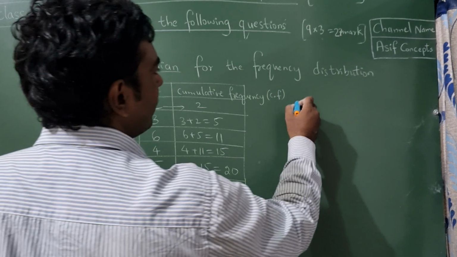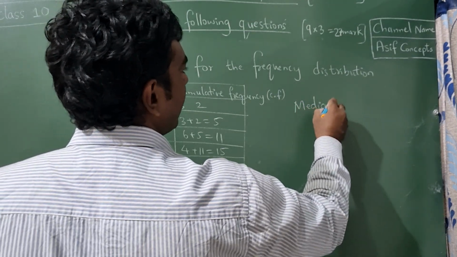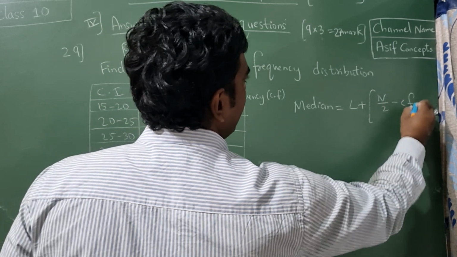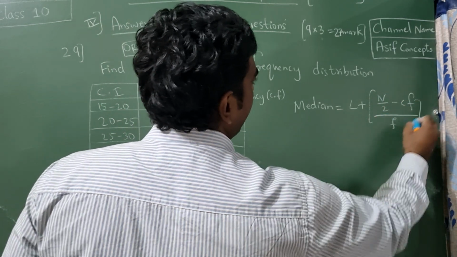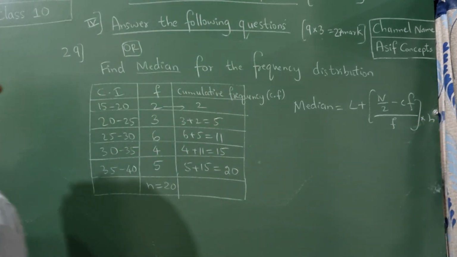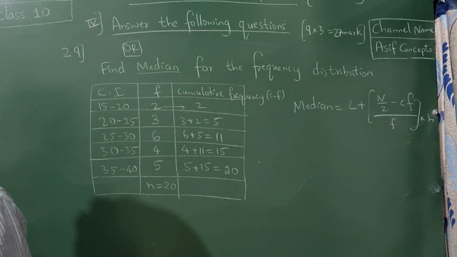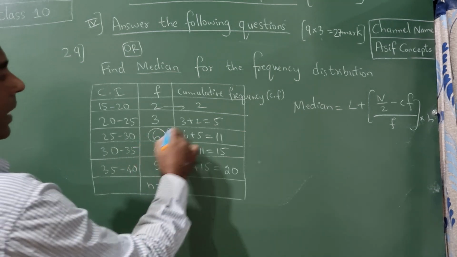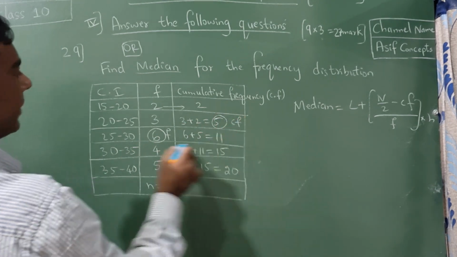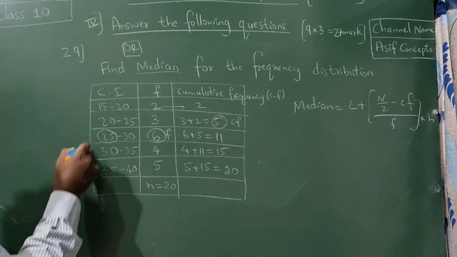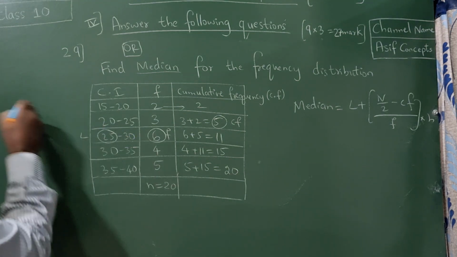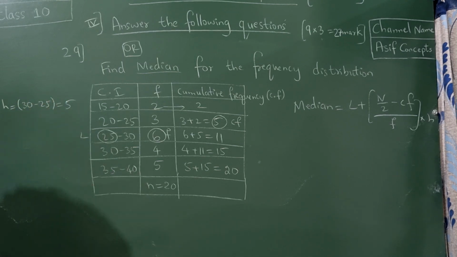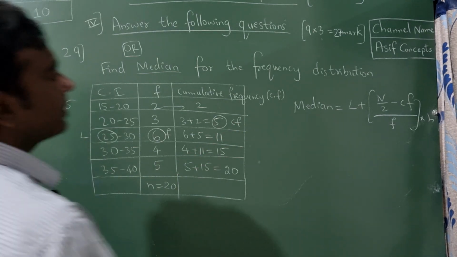Okay. Now what is the formula for median? It is L plus n by 2 minus CF divided by F into H. Now which is the bigger number in the frequency column? It is 6. So this is your F. Above this is the CF. Now here this one lower limit is L and the difference of that is H. Substitute here and get the value answer.